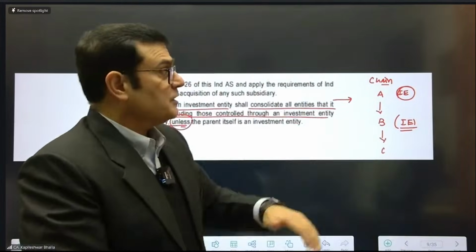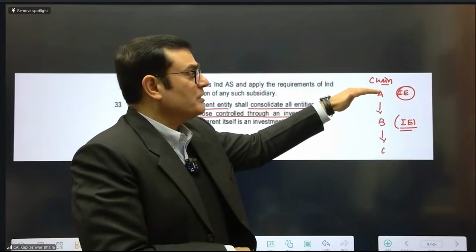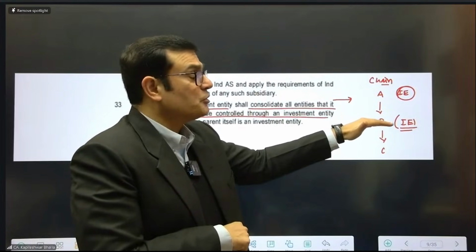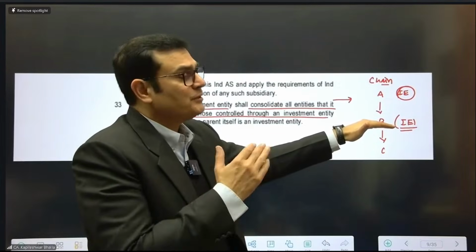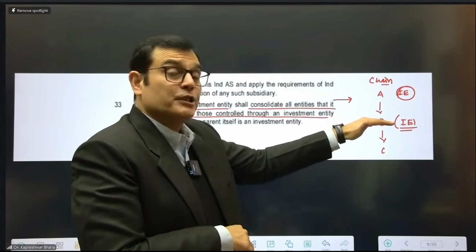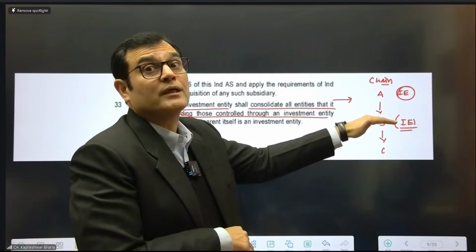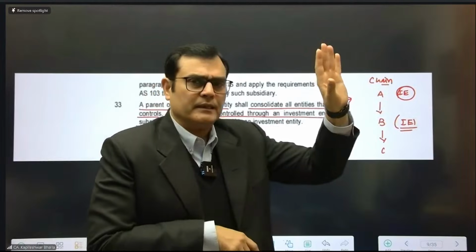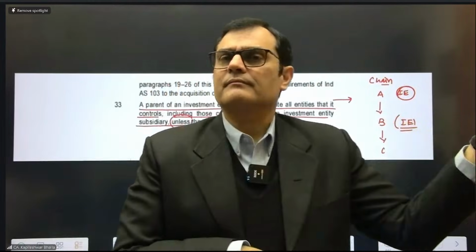But in this particular case, when you say A is an investment entity, I put the next question: is the subsidiary also an investment entity? Yes, don't consolidate. But if A is an investment entity and B is not, I'll ask, what does B do? Similar to A, consolidate. Not similar to A, don't consolidate.